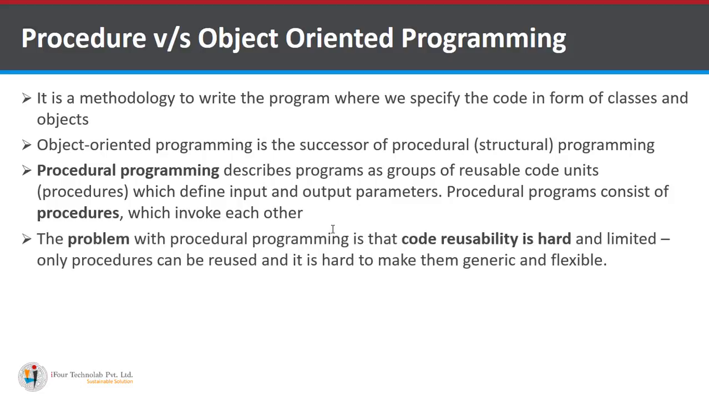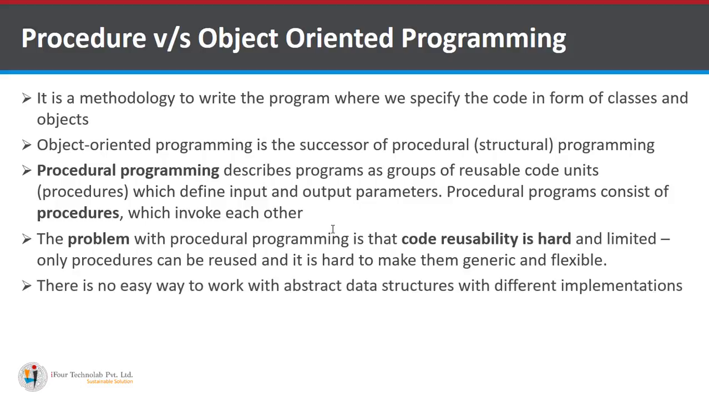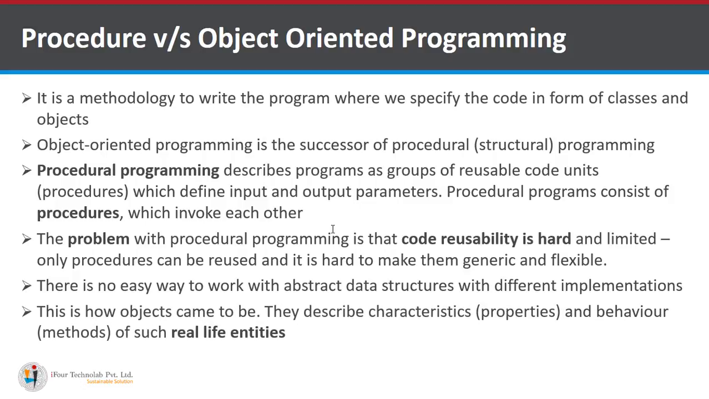The problem with procedural programming is that code reusability is hard and limited. Only procedures can be reused, and it is hard to make them generic and flexible. There is no easy way to work with abstract data structures with different implementations. This is how objects came to be. They describe characteristics, that is properties, and behavior, that is methods, of such real-life entities.